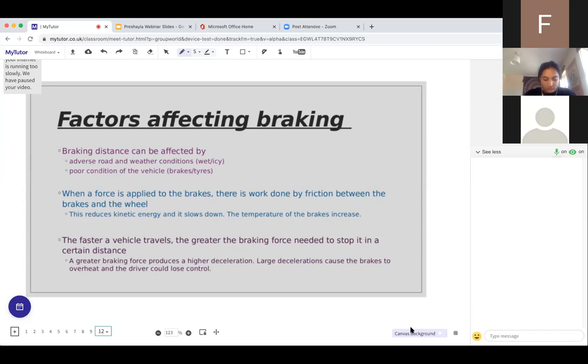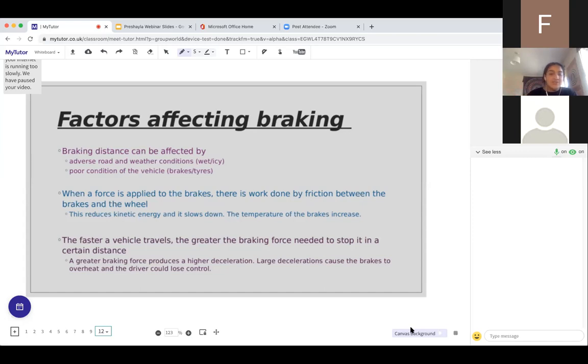Yeah, so what if they have a condition? If they have a condition which affects their reaction time, then yes, absolutely. But it's not something that you'd write in an exam, okay? So you wouldn't write that the person has a condition that will affect their thinking distance. It's too vague because we don't know what the condition is and we don't know how it affects the person.